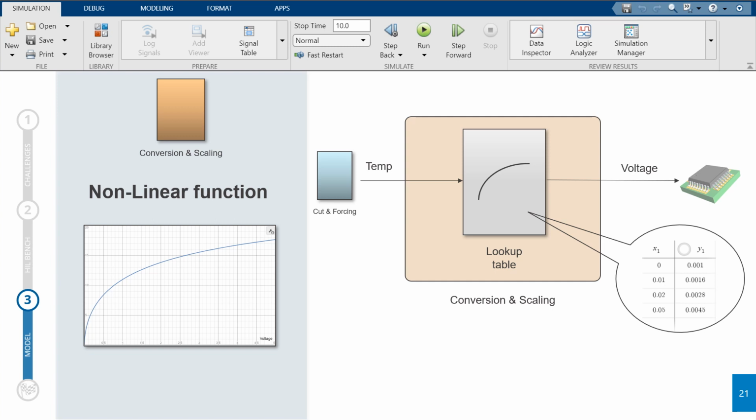gives reasonable accuracy. In the previous slides, we have explored the contents of the subsystems conversion and scaling and cutoff forcing for the output stage, meaning downstream of the PV model. The exact same thing applies to the input stage, upstream from the PV model, where electrical values must be converted into engineering values.